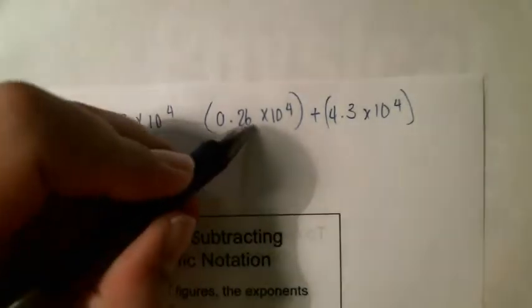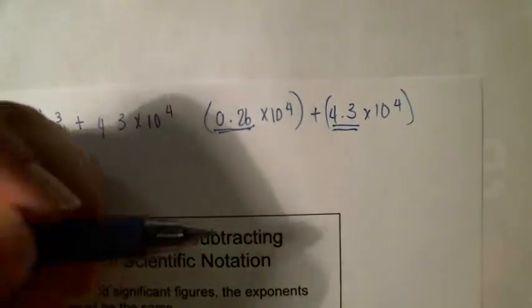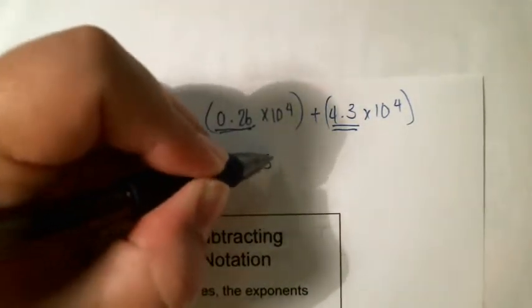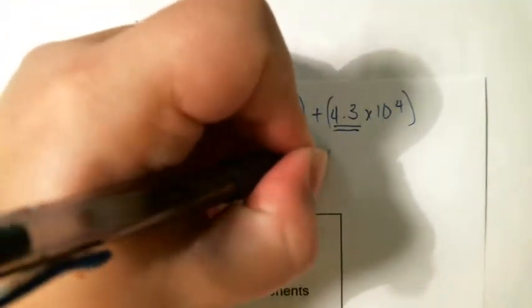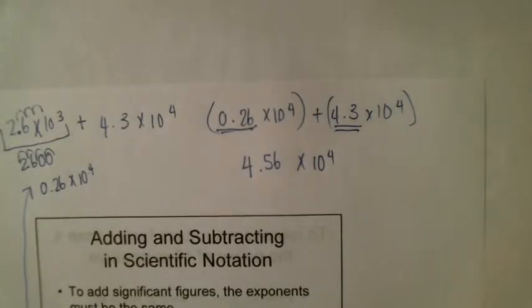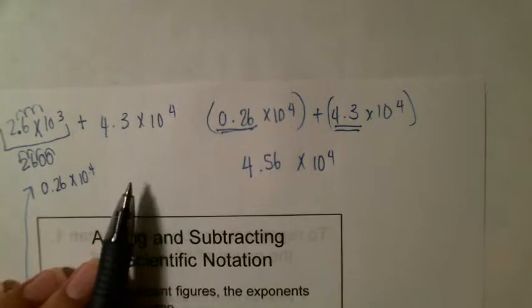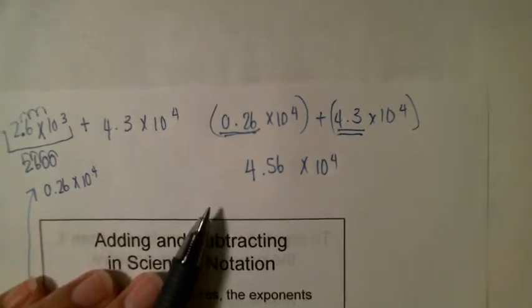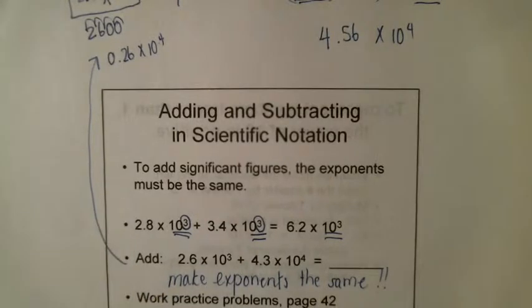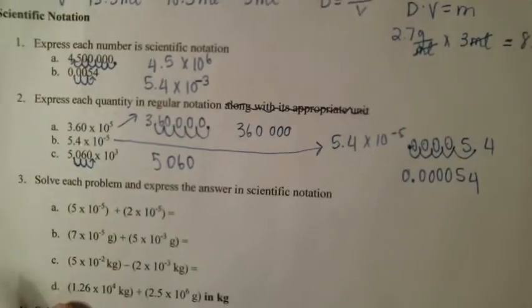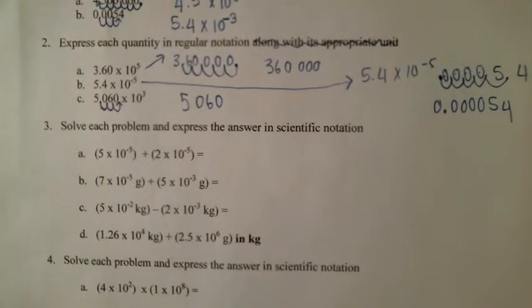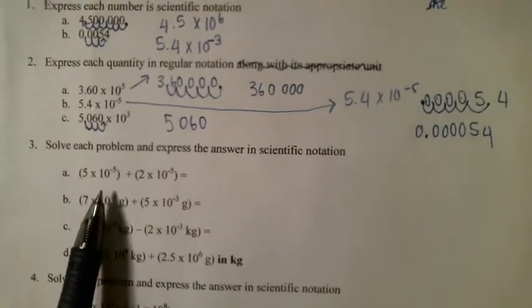Alright, so now we just do normal addition of 0.26 plus 4.3. So you get 4.56. And then since our exponents are the same, you just write times 10 to the fourth. These same rules apply with subtraction. So for addition and subtraction, you need to make sure that your exponents are the same. If you look at that example sheet, number 3, we can do a few examples.